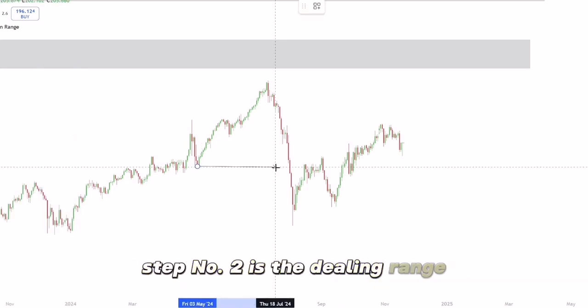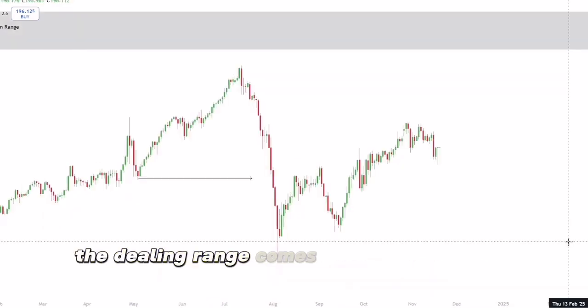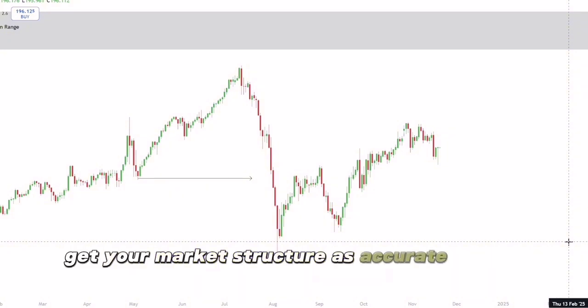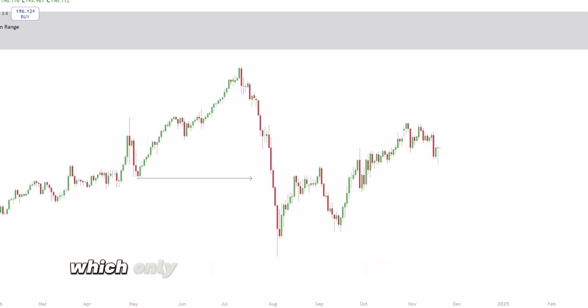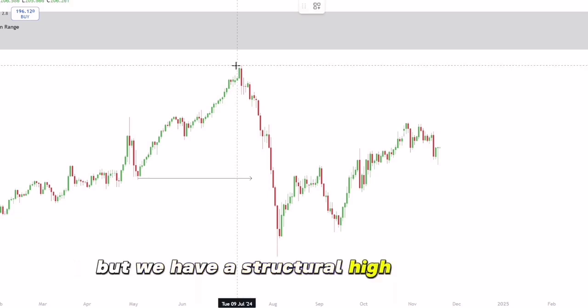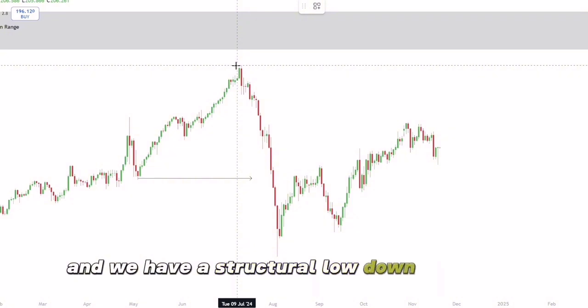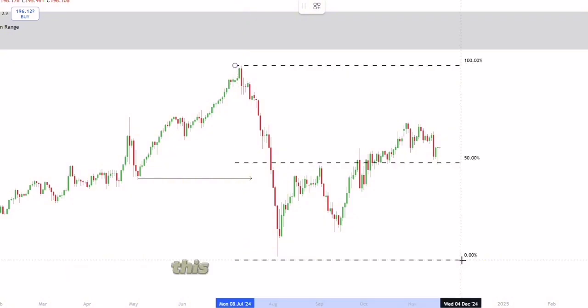Step number two is the dealing range. Once you have your market structure, the dealing range comes right after it. So it's important to get your market structure as accurate as you possibly can, which only comes with chart time, experience, and therefore practice. But we have a structural high over here, and we have a structural low down here, right? So this is our structural high, this is our structural low.